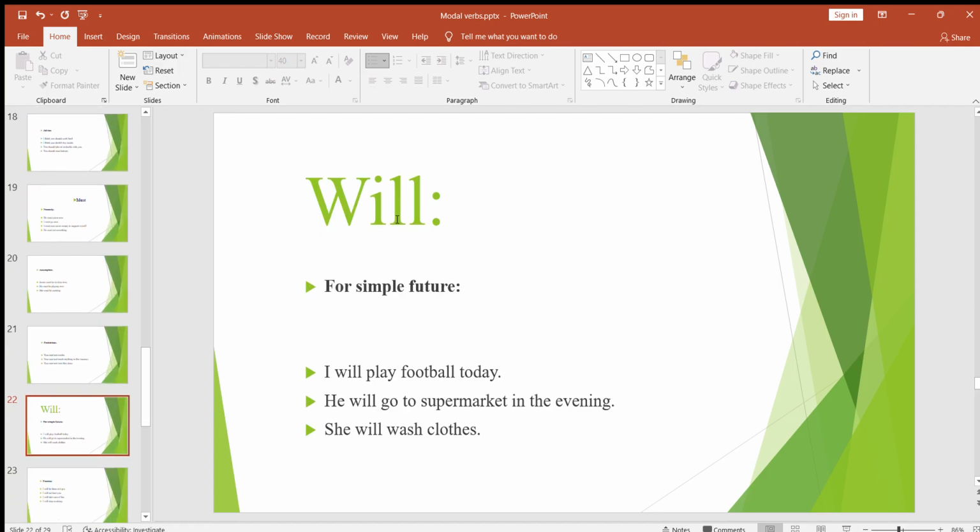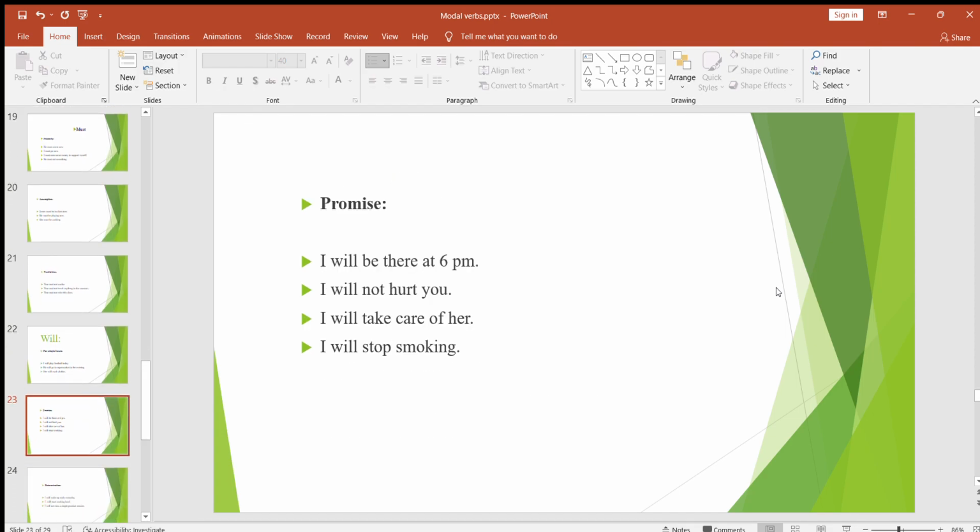Next, "will" and "shall" are also used as modal verbs. The first use of "will" is simply for simple future. In future tense, we use "will". For example, "I will play football today." "He will go to the supermarket in the evening." "She will wash clothes." So the first use of "will" as a modal verb is very simple, just for simple future. As we know, we've been using it for simple future for a long time.